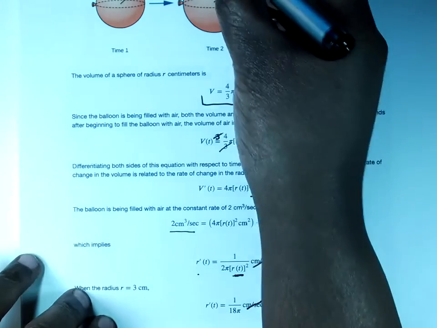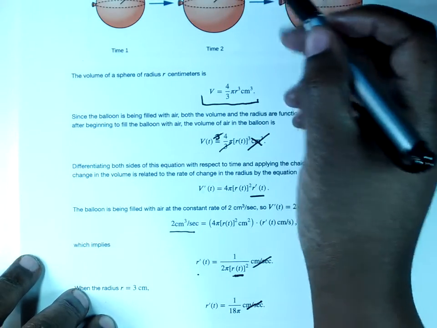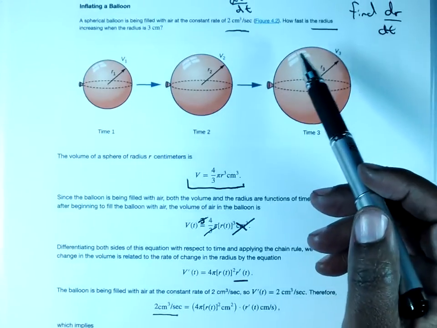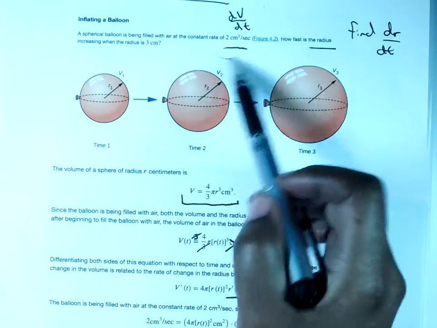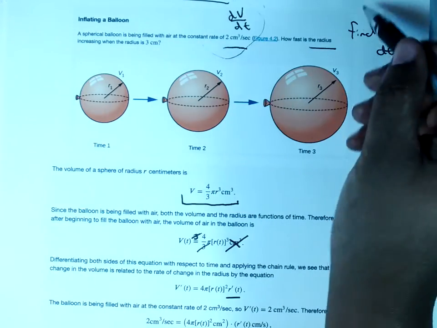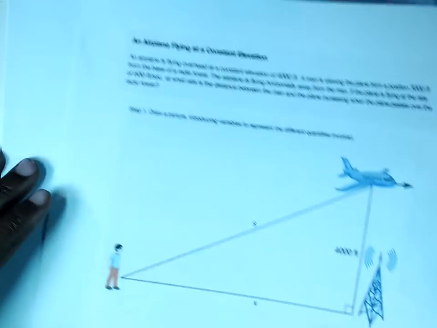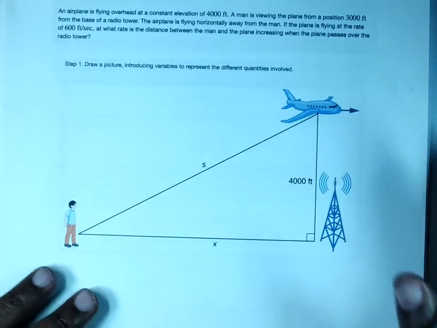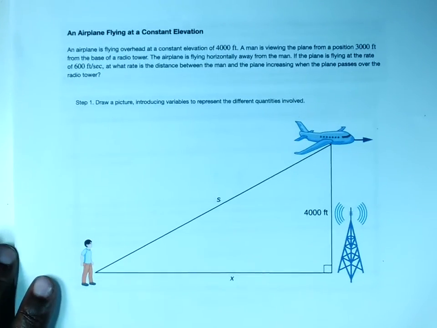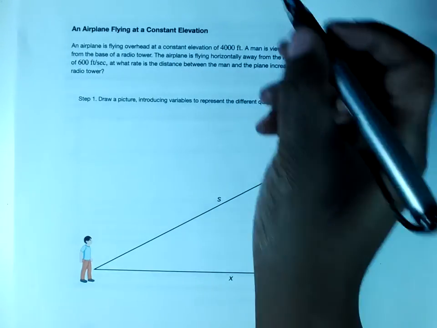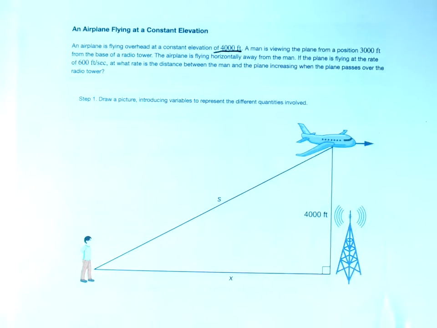So again, draw the picture, identify your variables. They have to give you some givens that you're working with, and make sure you identify what you're actually trying to find. And I have one more example. And here we have an airplane flying at a constant elevation. So the airplane is flying at a constant 4,000 feet.